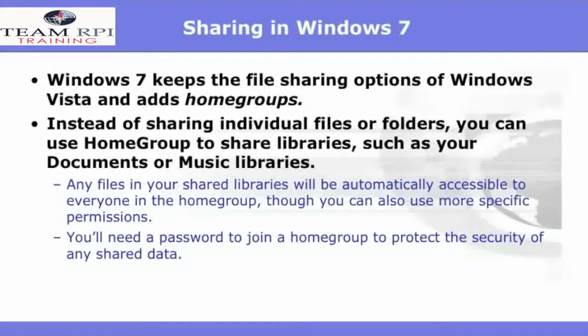Windows 7 keeps with the file sharing options of Windows Vista, but it also adds home groups. Instead of sharing individual files or folders, you can use home group to share libraries, such as documents or music libraries. Any files in the shared libraries will be automatically accessible to everyone in the home group. To access those shared libraries, you'll need a password to join that home group. This protects the security of any shared data.